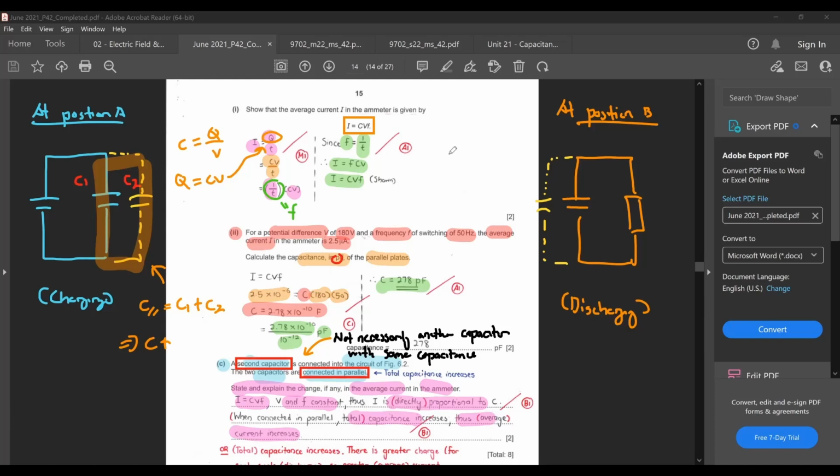The easy way to look at it would be to think of it in equation form. I equals CVF. V and F constant would mean that I is proportional to C, so that when C increases, I definitely must increase. So whatever you have in the answer there is just trying to word it. It's just putting it into words, okay?